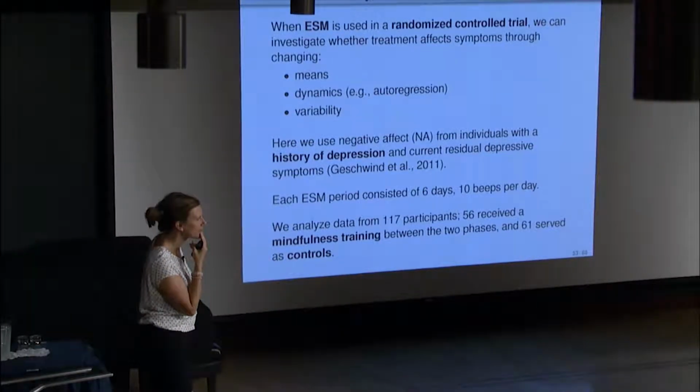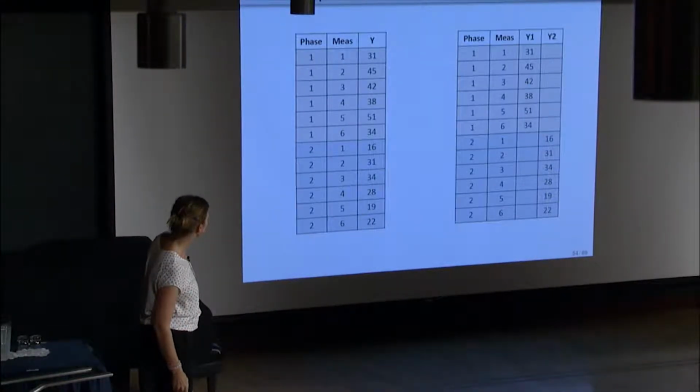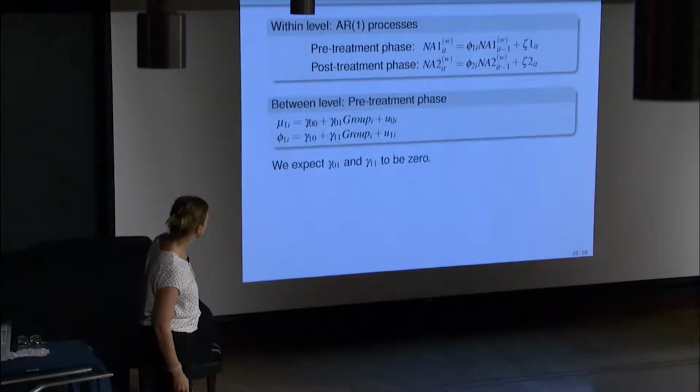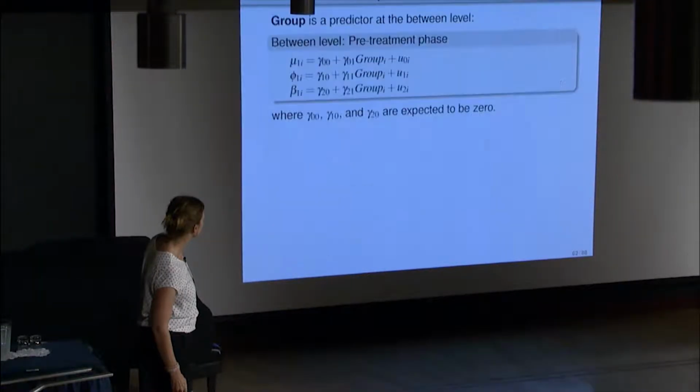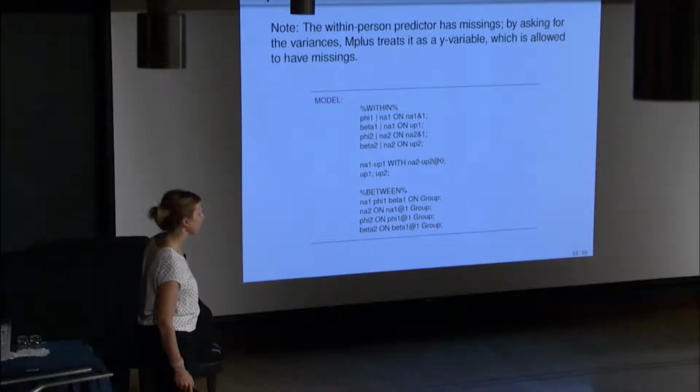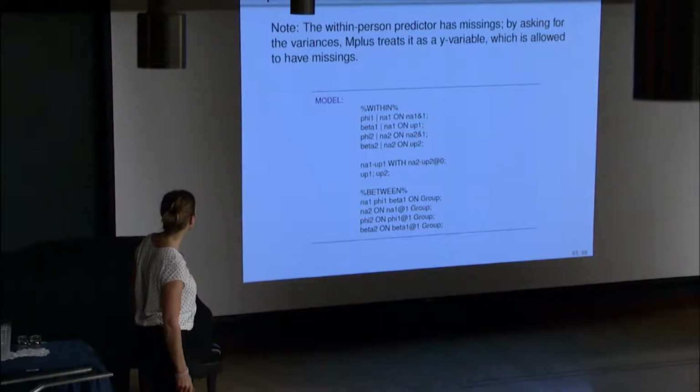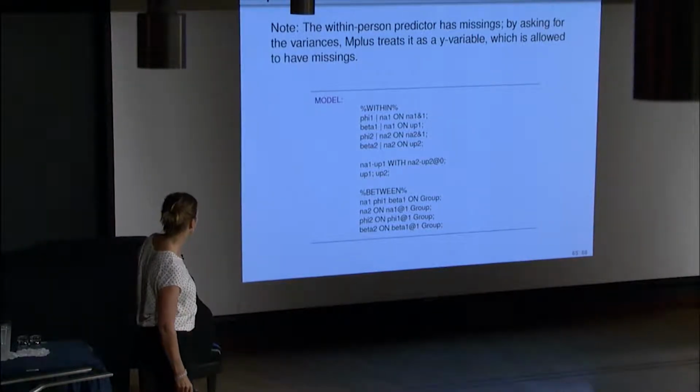In slide 65, two questions regarding the syntax about NA1 with up 1, and NA2 with up 2 at 0. Number one, is this too strong an assumption, that there is no correlation between a negative effect before treatment and a negative effect after treatment?